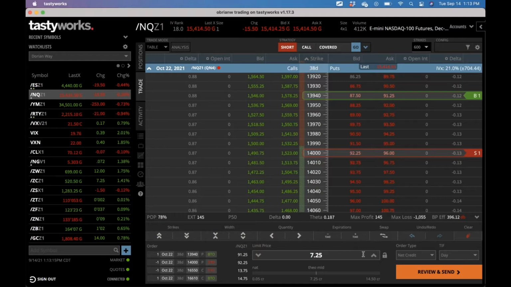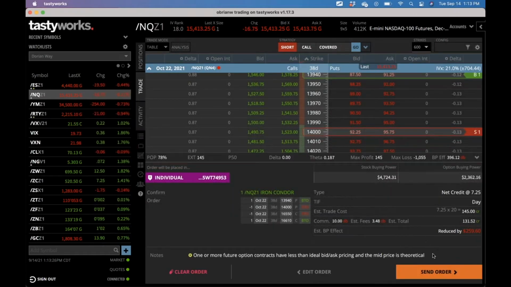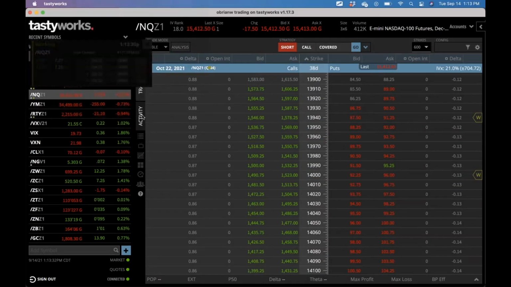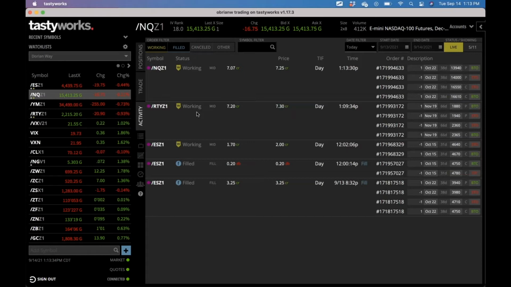I actually like this trade right now. This skewed iron condor with 38 days to go. I'm gonna put this one in as well. We're gonna see which one gets filled. That's 131 over 259. So we're gonna send that, and then so we have these two working now. We have this Russell skewed iron condor. We have this NQ skewed iron condor.